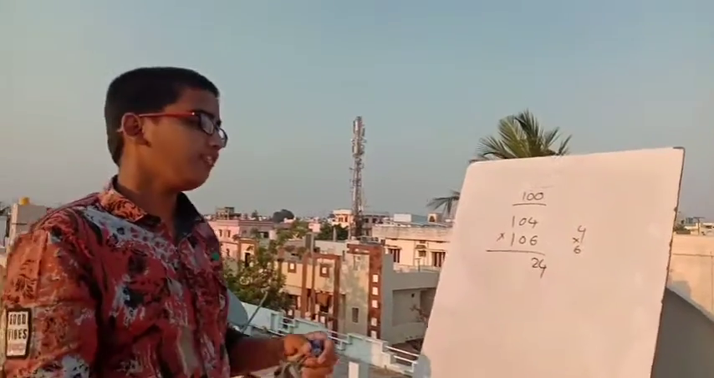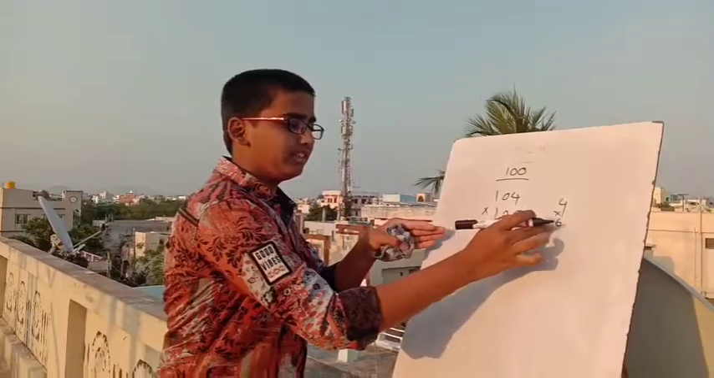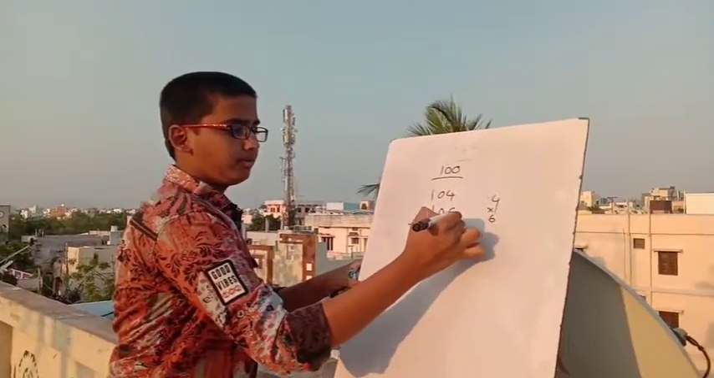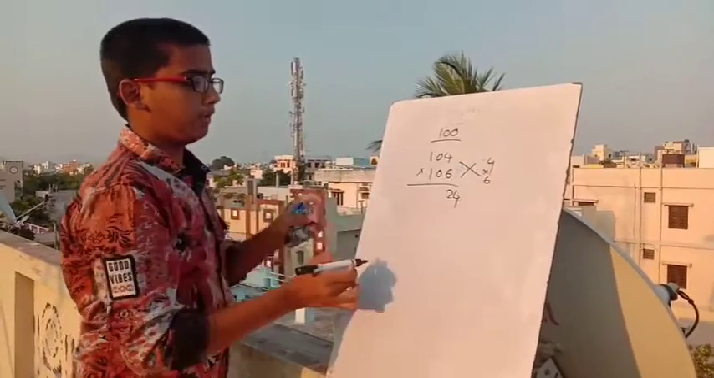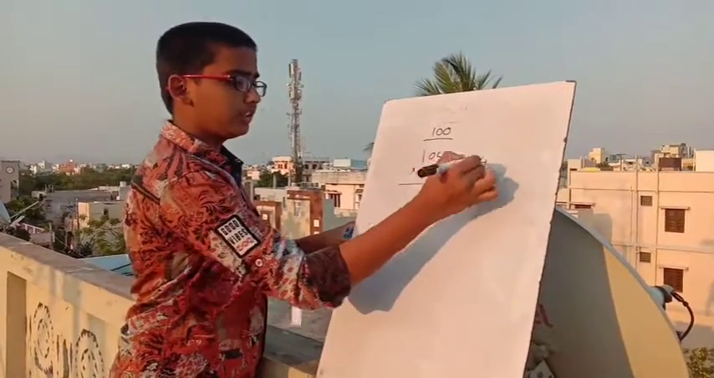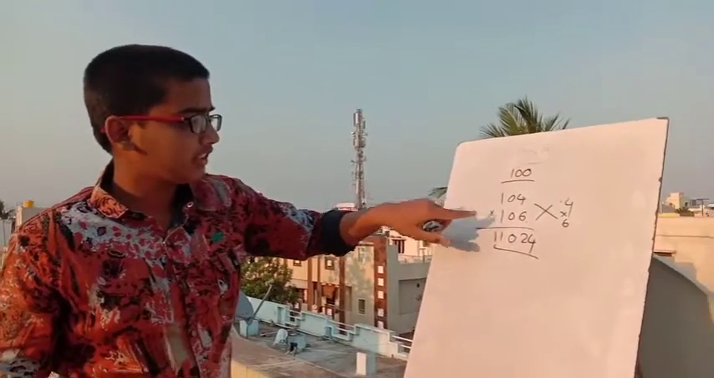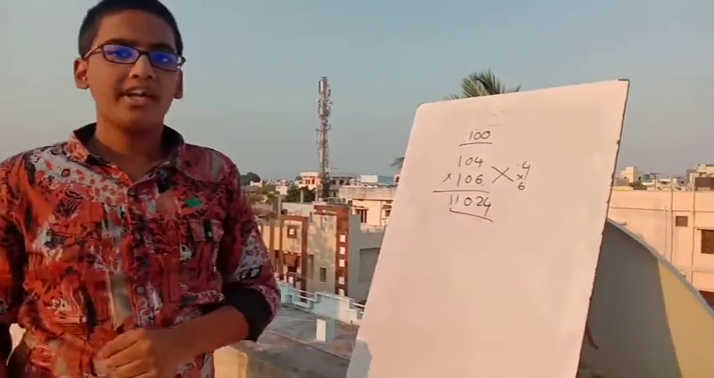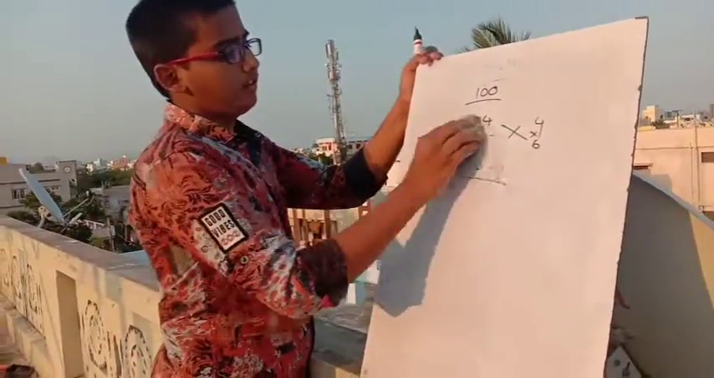In the case of numbers less than 100, we deducted this number from this and this number from this, like a cross. Now we have to add either these two numbers or these two numbers: 104 plus 6 or 106 plus 4. The answer is 110. So 104 into 106 is equal to 11024. This is the short trick for numbers greater than 100 and very near to 100.